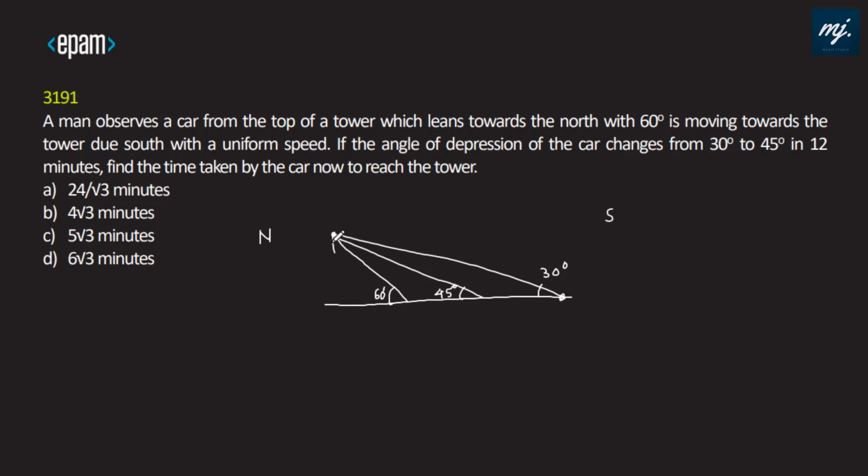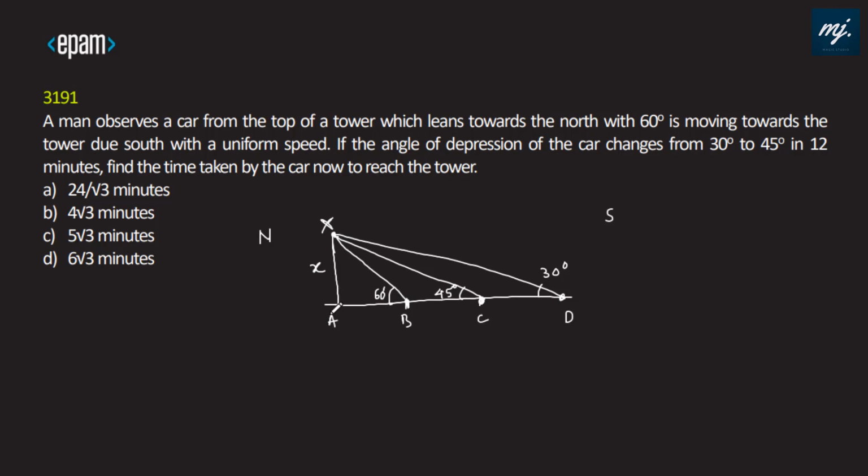So let me drop a perpendicular from here and make right angle triangles. So now we have 3 right angle triangles to discuss. A, B, C, D, and let this height be small x. Find the time taken by the car now to reach the tower. We need to find the time taken by the car from C to reach B, that is the foot of the tower.